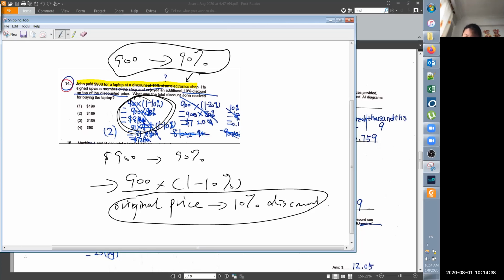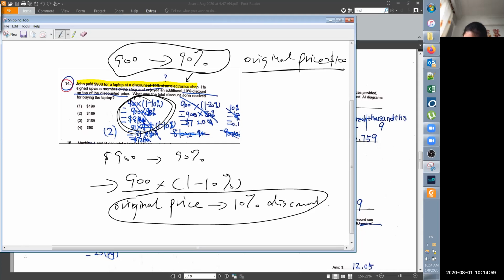All right. So if this is the correct understanding, 900 is 90%. So that means 100%. That means the original price is how much? The original price is 1000. Am I right? So with this understanding, let's continue.